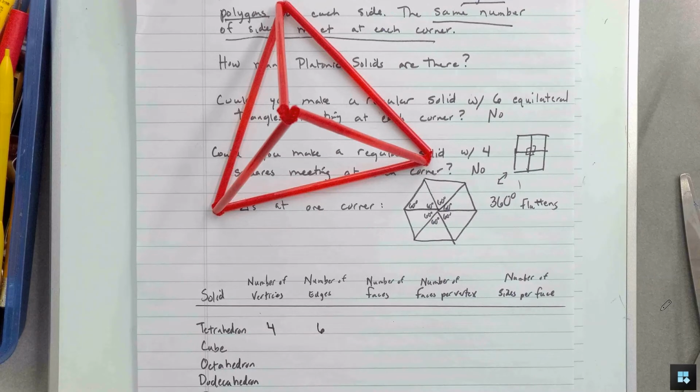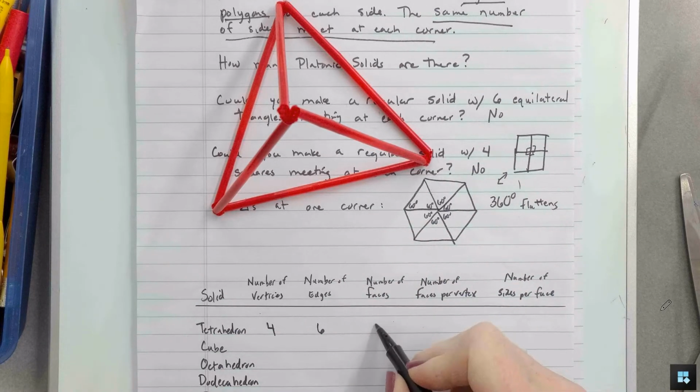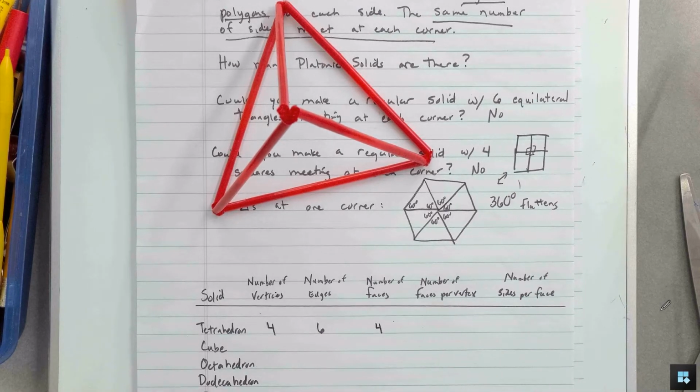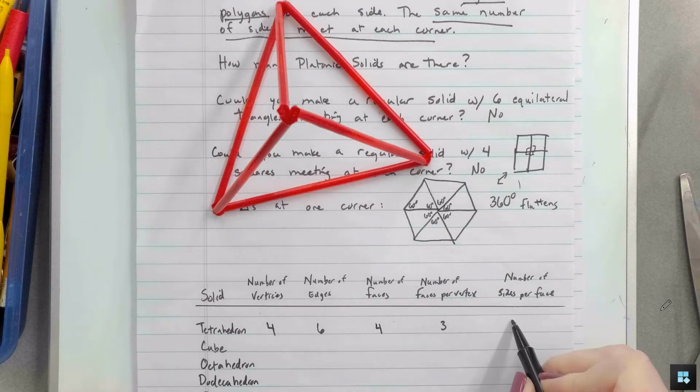Number of faces? Four. We're gonna go around. Oh, you're gonna get the very last, but I'm glad you know it. Okay. I'm asking you the one you didn't get to. Number of faces per vertex. Good. Number of sides per face. Three. That was triangles. All right.